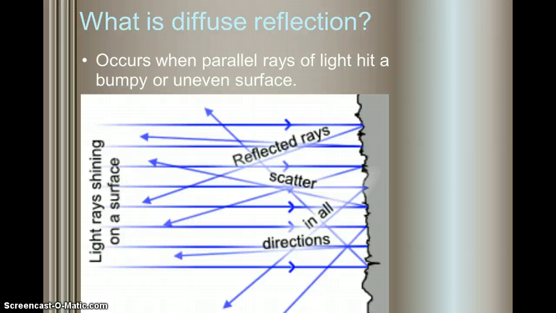Diffuse reflection, on the other hand, it's just like it sounds. It's diffused. It occurs when parallel rays of light hit a bumpy or uneven surface. There's no telling where those light rays are going to go after it hits the surface. So think of aluminum foil. A very bumpy but very shiny surface. Because it's shiny, it's going to reflect. But because it's bumpy, we don't really know where those light rays are going to go, so it's not really a clear image when we look at crinkled aluminum foil.